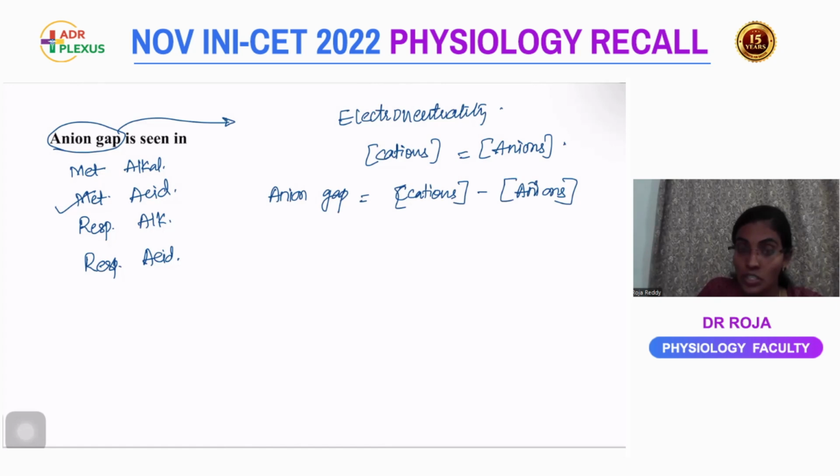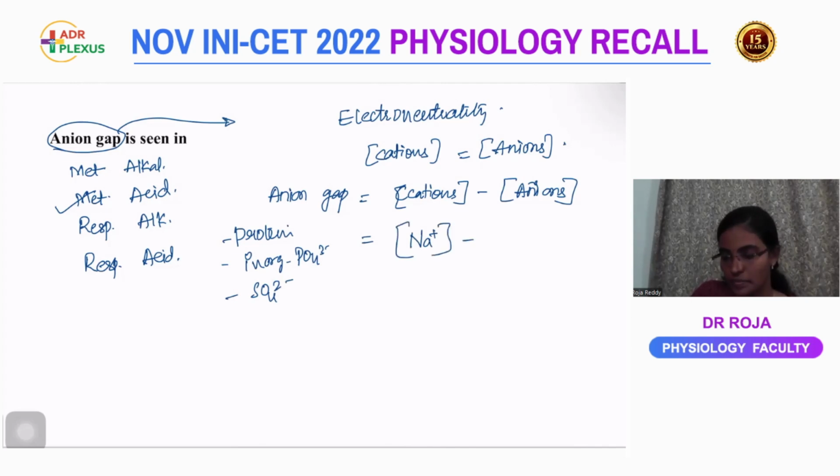And what are such things which are not measurable? The proteins, inorganic phosphate, and then the sulfates. So these are certain components which are responsible for this anion gap. Now, what are the major cations that we know? Sodium. Potassium is often negligible in the extracellular concentrations. And the major anions are chloride and bicarbonate.